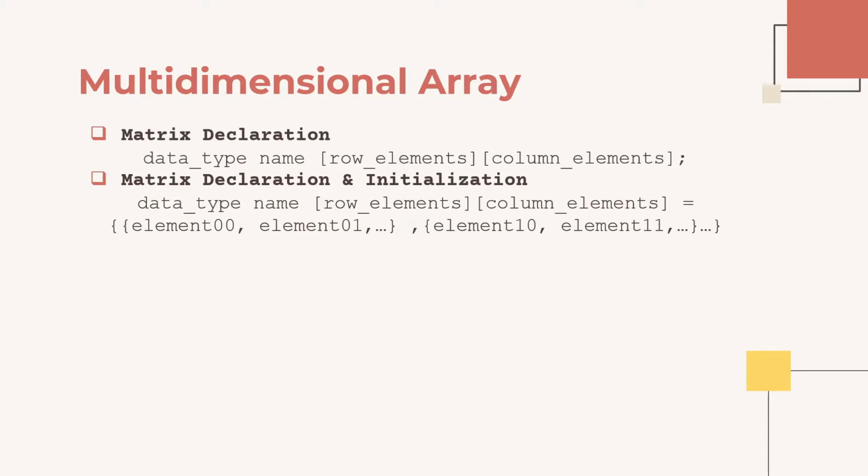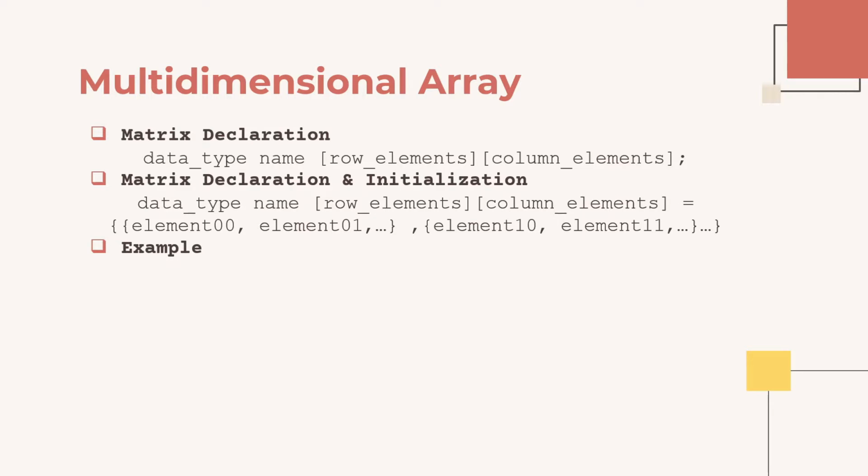We can declare and initialize a matrix using one statement, and the format is data type, then the name of the matrix, followed by the number of rows and columns, and then an equal sign, and then we specify the elements of the data in curly brackets. There are curly brackets inside another curly bracket, so each inner curly bracket specifies the elements for each row.